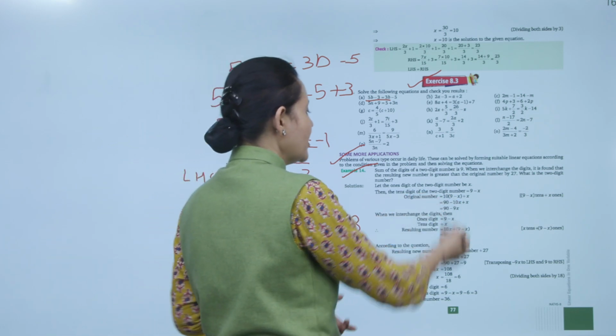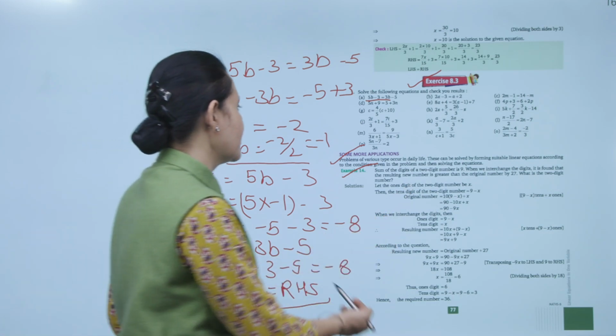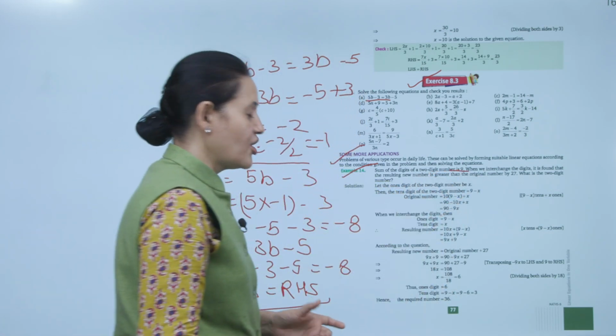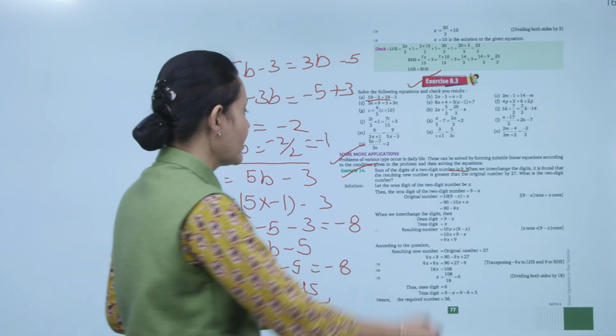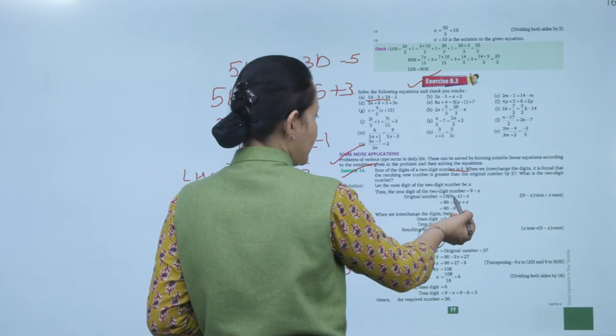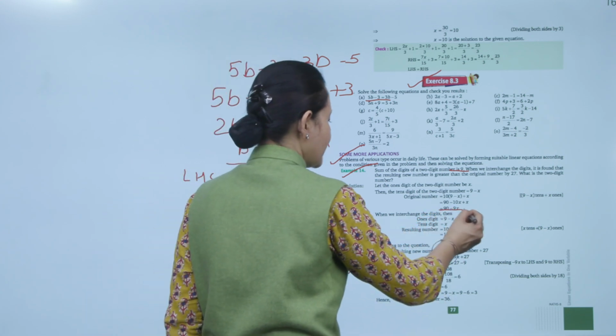Let the ones digit be x. So what will the tens digit be? 9 minus x, because their sum is 9. So the other digit is 9 minus x. So what will the original number be? The digit is in the tens place, so 10 multiplied by (9 minus x) plus x. Solving, we get 90 minus 9x.